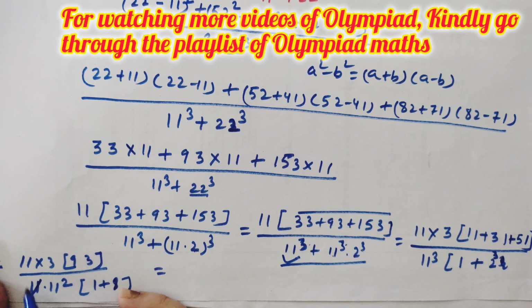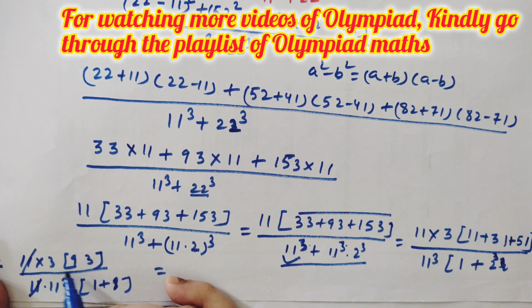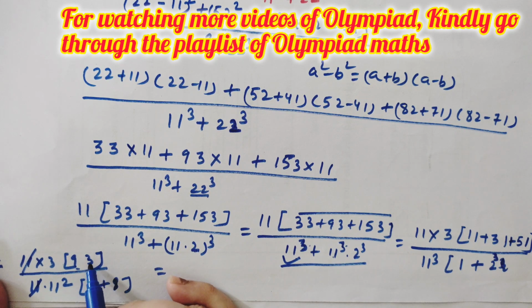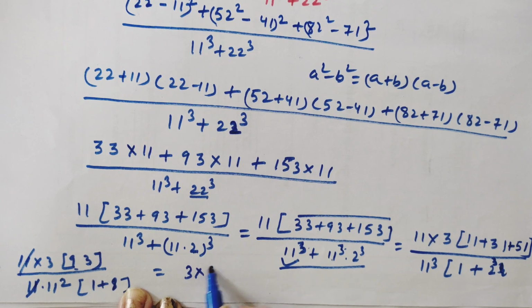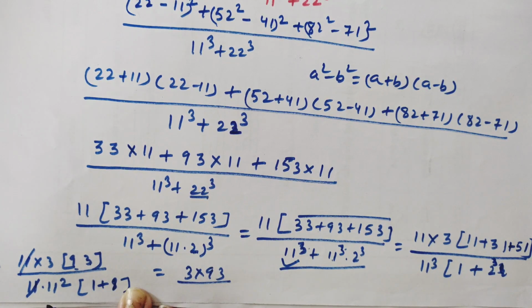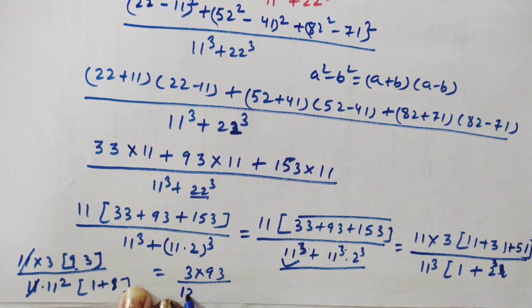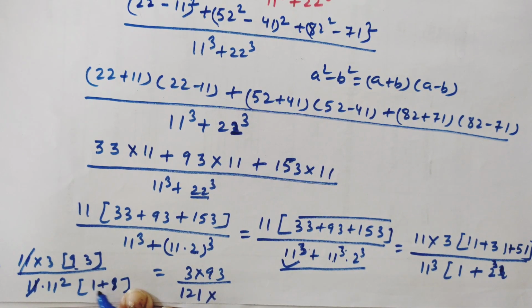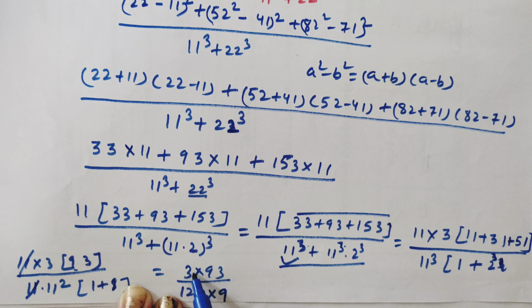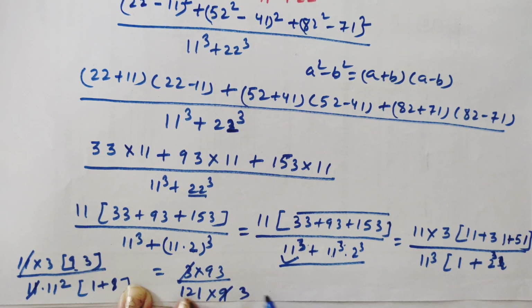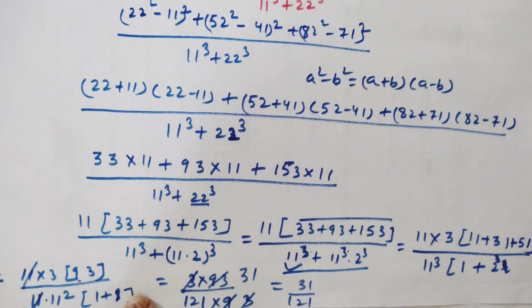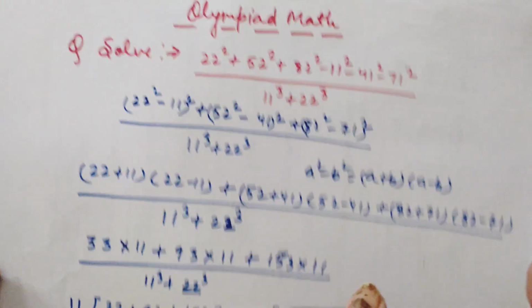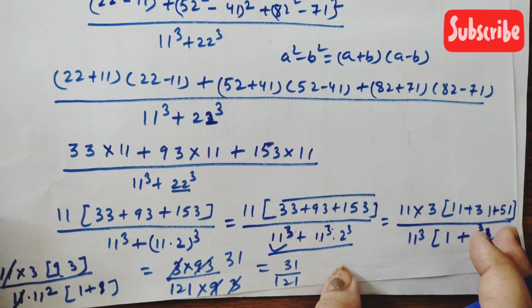Finally this 11 is cancelled out, and we have 3 into 93 in the numerator. Here 11 square is 121 into 8 plus 1, which is 9. Now 3 3s are 9 and 3 3s are 9, 3 1s are 3, so 31 upon 121 is remaining. So the value of this long expression is equal to 31 upon 121.